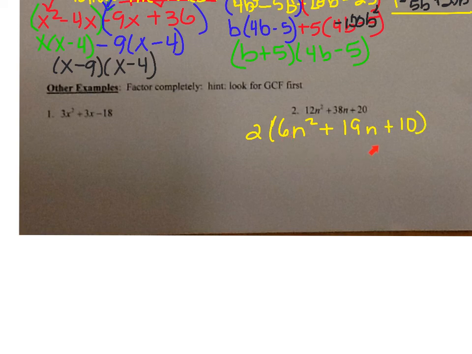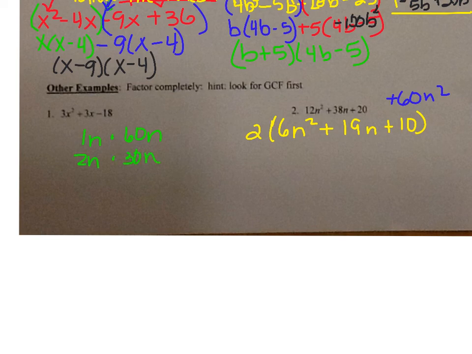Okay, now I'm going to do master product. Multiply 6n squared times 10. So that's positive 60n squared. So I'm looking for 2 numbers that multiply to 60n squared and add to 19n. So let's put our factors on the side. So I know 1n times 60n, well, that does not add to 19. 2 times 30, 2n times 30n.